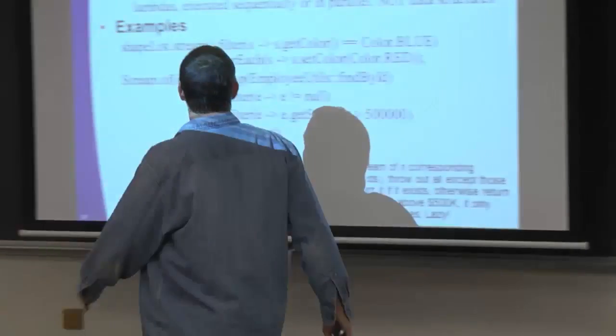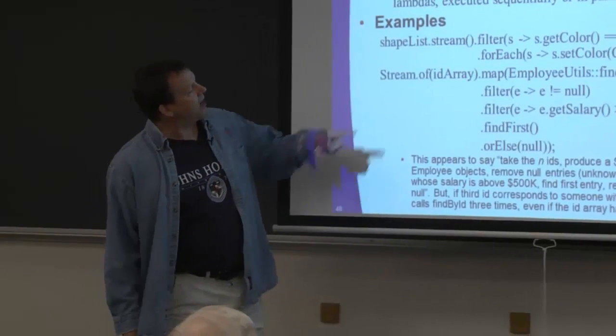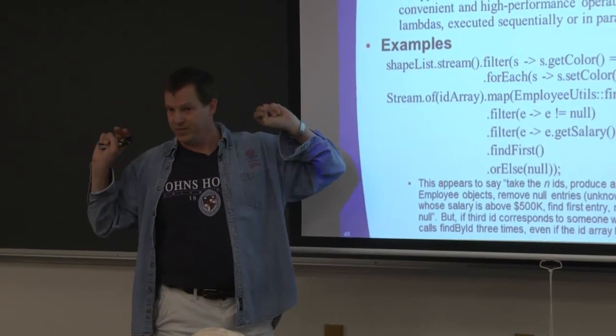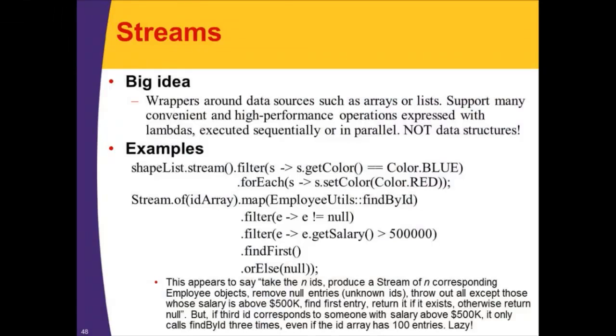OK, so given an array or a list, you can turn it into a stream. And then you can do things like filter and forEach and find first and map and reduce. We'll cover all of these in a second. But all of them take lambdas. I'll explain the syntax as we get to it.